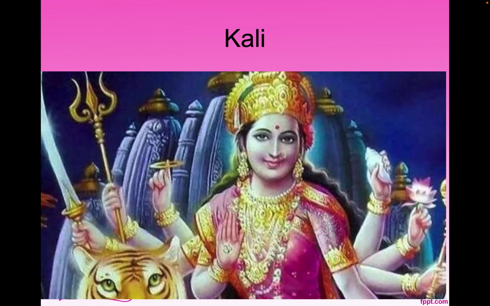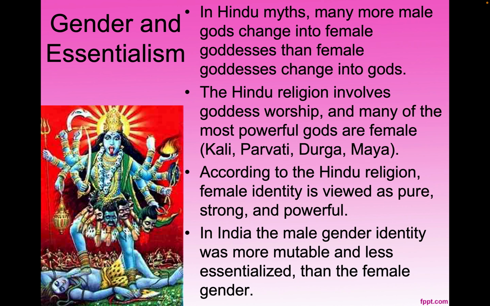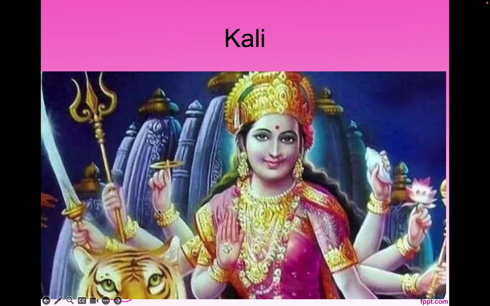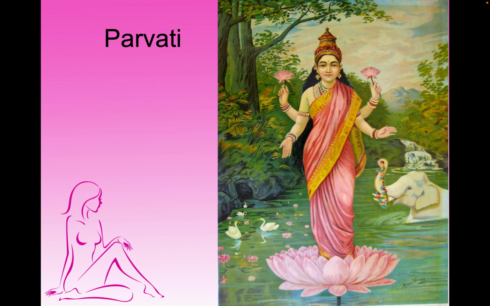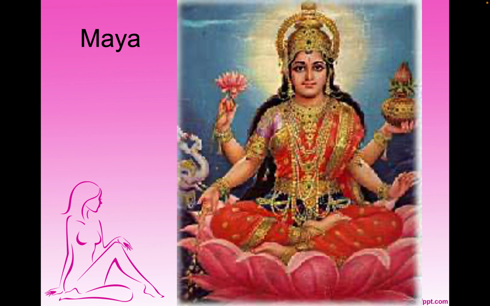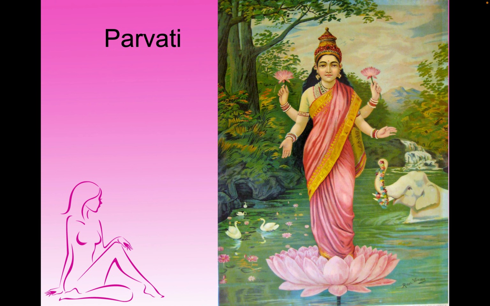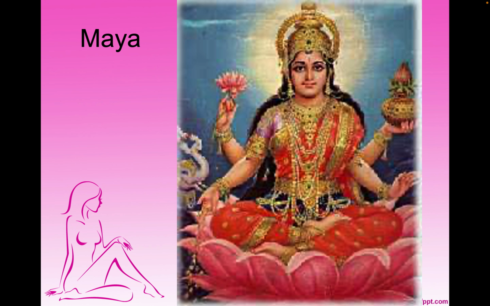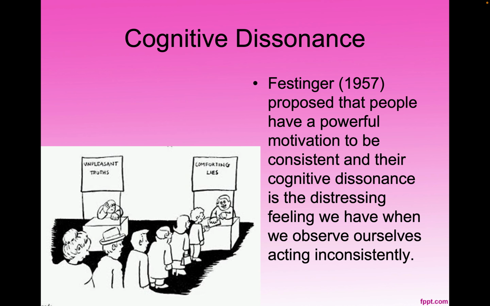There's Kali. That was Kali back here. Kali's the one with the sword with all the men's heads. You know they're men because they have mustaches. There we go. Kali, Parvati, Durga, and Maya. Maya's... so is Parvati. I worked with a lady named Parvati. I didn't realize her name.